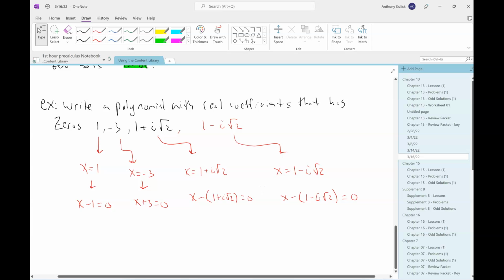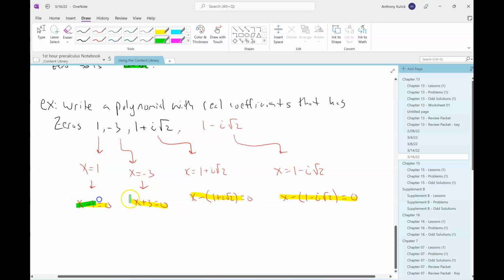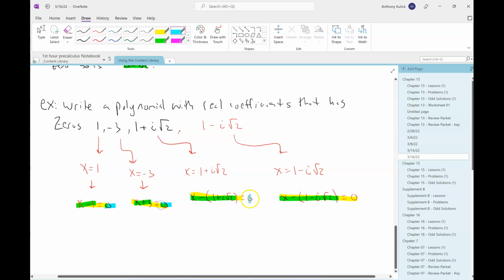Is everybody okay with what I've done so far? All right. So I have these 4 equations here, right? What I'm going to do is multiply these 4 equations together. That means I'm going to multiply all of the left sides together, and then I'm going to multiply all the right sides together.